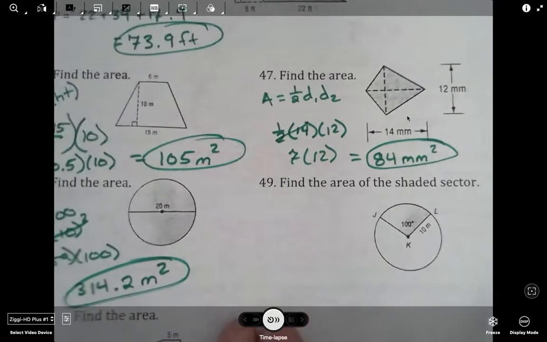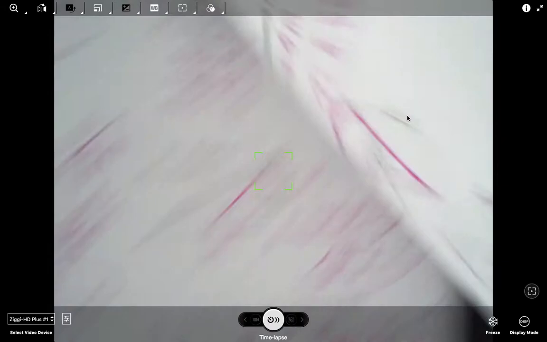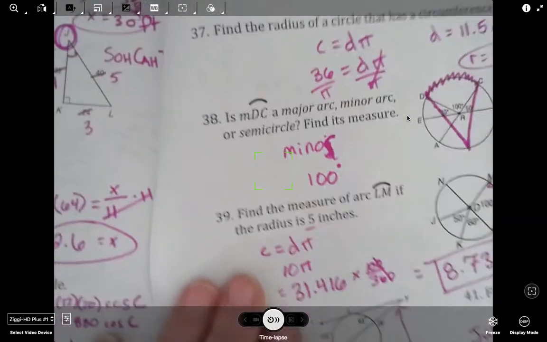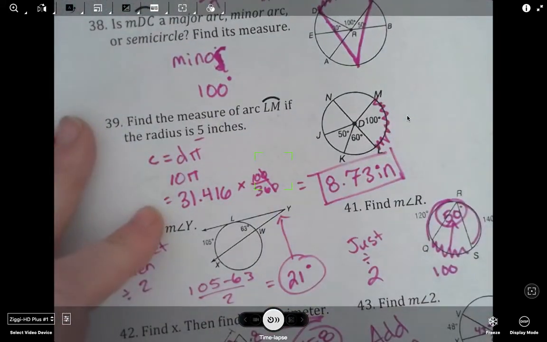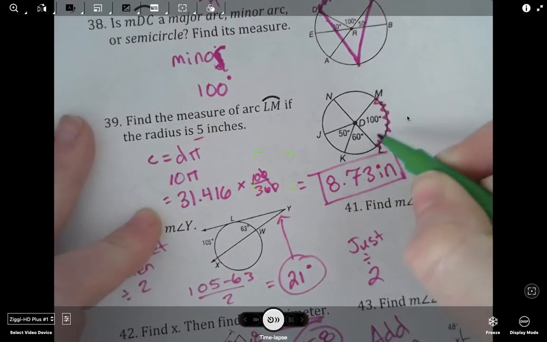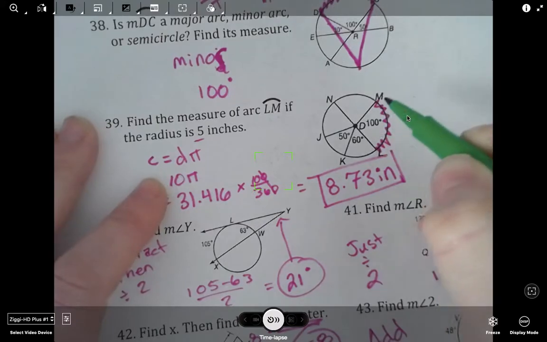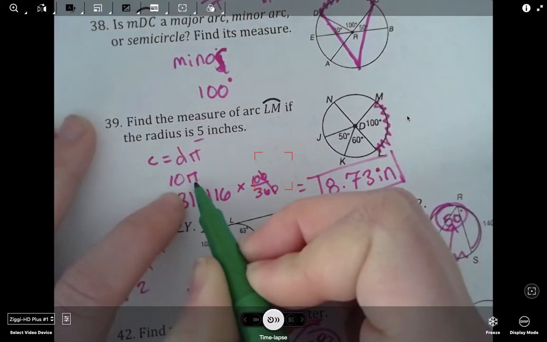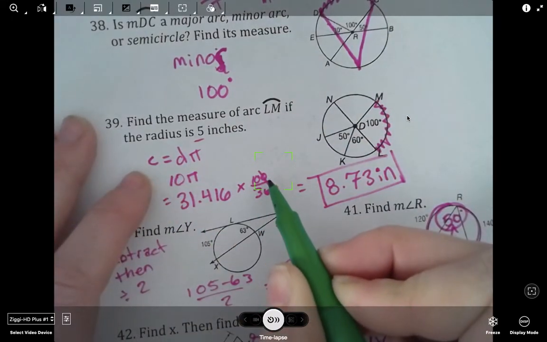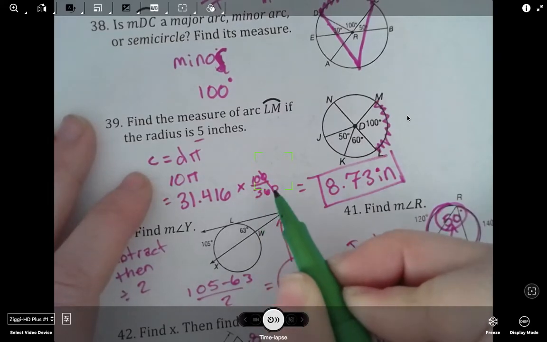Next, find the area of the shaded sector. This goes back to and is very similar to what we did on problem number 39. 39, they said, find the length of this arc right here, right? So we did the circumference of the whole thing, because that's what they're asking for, circumference. The circumference of the whole thing was 10 pi, but we only want 100 degrees of it, right? So we multiply by 100 over 360.